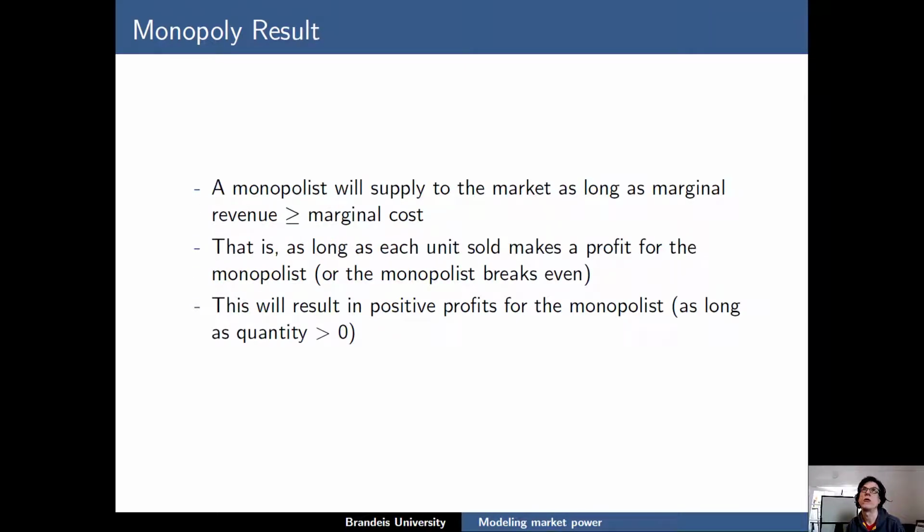Now, just like any company, a monopolist is going to supply to the market as long as marginal revenue is greater than or equal to marginal cost. In a perfectly competitive market, that point is going to be at the market price, but in a monopolist's market, that's not going to be at the market price. That can be way below the market price, thus allowing the monopolist to make a really big profit. So that's what happens in a market of a monopolist.